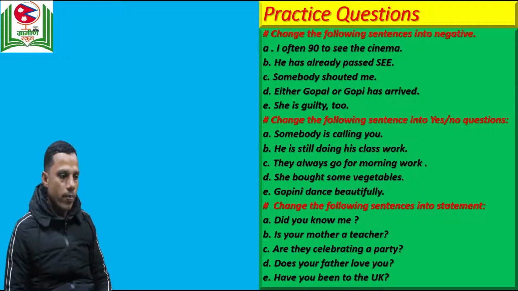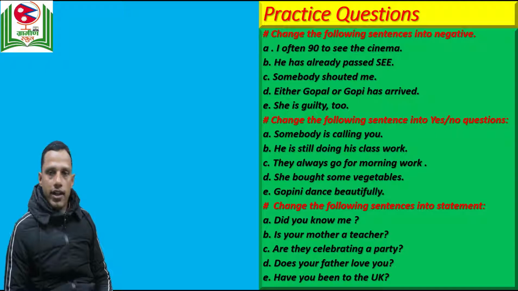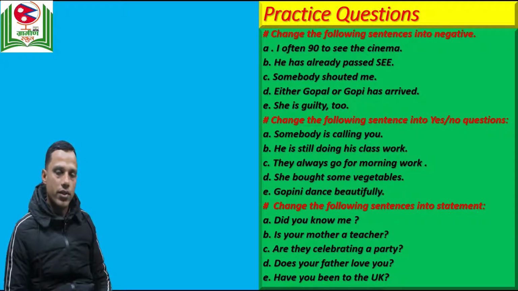Now, next set: change the following sentences into yes/no questions. I have given you as many as 5 questions for this. Now, I'm helping you with the first one. Number A, we have: somebody is calling you. Now, how can we change this into a yes/no question? Yes, there is an auxiliary verb, right? So you can simply use the auxiliary verb in the beginning. So let's do it. Is anybody calling you? Somebody changes into anybody. So we can change this into a yes/no question as: is anybody calling you, like this.